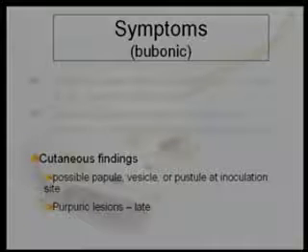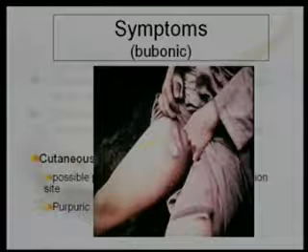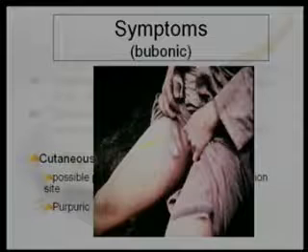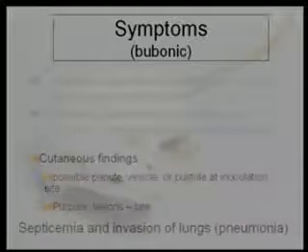Okay. Cutaneous findings: possible papules around the flea bite, vesicles or pustules at the inoculation site, purpuric lesions appear later on, and those are around either the bite or around buboes as well. Here's another one. Okay, septicemia and invasion of the lung will lead to pneumonia. And that is the stage when the infected individuals can transmit to other humans.